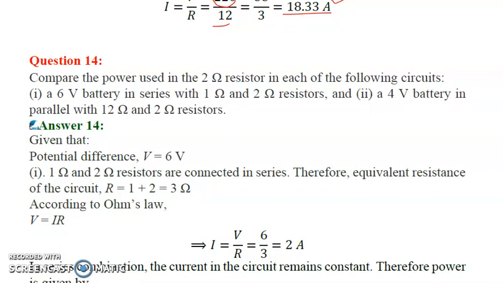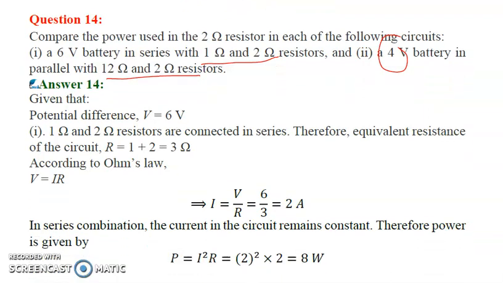Compare the power used in the 2 ohm resistors in each of the following circuits. A 6 volt battery in series with these two resistors, and a 4 volt battery in parallel with these two resistors. First these two are in series and we applied 6 volt, then these two are in parallel and we applied 4 volt. We have to calculate the power in the 2 ohm resistor in each of the following circuits.